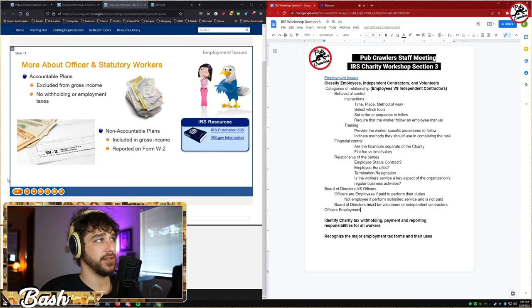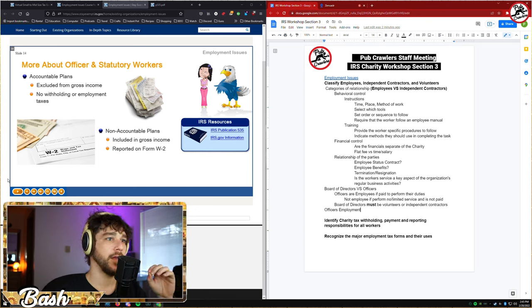But one of the interesting things here that this is talking about with officers and statutory workers is, to my understanding, accountable plans and non-accountable plans and how they're reported on the taxes. This is money that is used to reimburse someone for either spending their own money or spending their own time doing stuff for the charity. I'm pretty sure the accountable plans would be for volunteers. That's the structure that would work for our volunteers, because you're paying them back for travel or time or things like that, but you're not paying it to them as a wage. But if they're an employee, they're going to have the non-accountable plans, which is included in their W-2s, and they would put on their tax return at the end of the year.